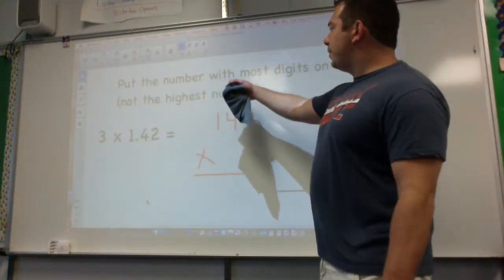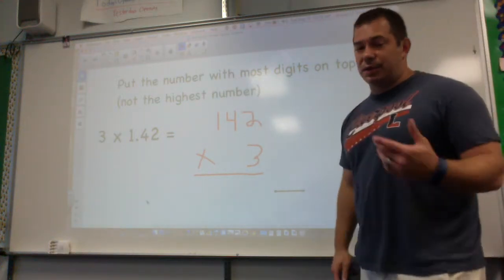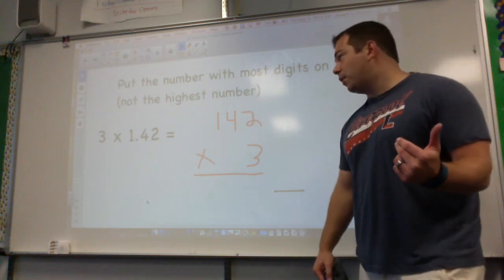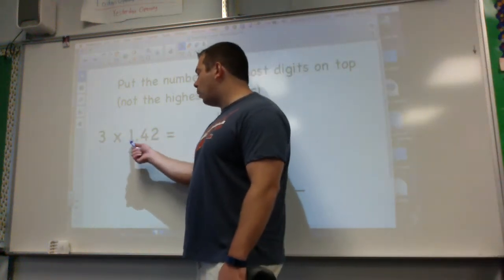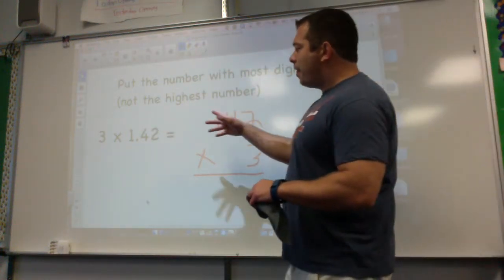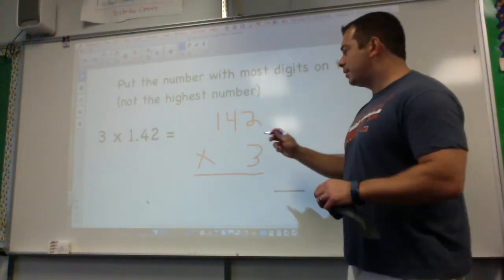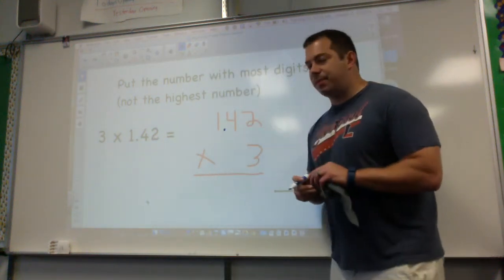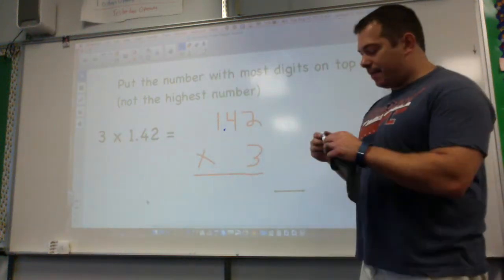Alright, so put the number with the most digits on top. Not the highest number, most digits. We talked about that on the page before, so we should be good to go here. My example is 3 times 1 and 42 hundredths. Well, this one has 3 digits, so I'm going to put that on top. Alright, let's pretend my decimal was there for now. Let's put it on there. And this one only has 1 digit, so I'm going to put it on the bottom.